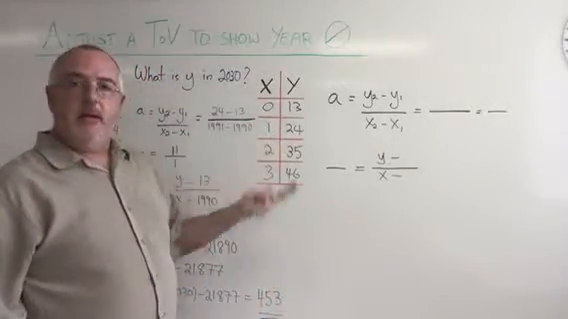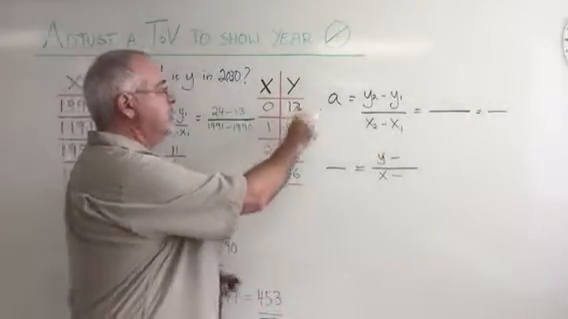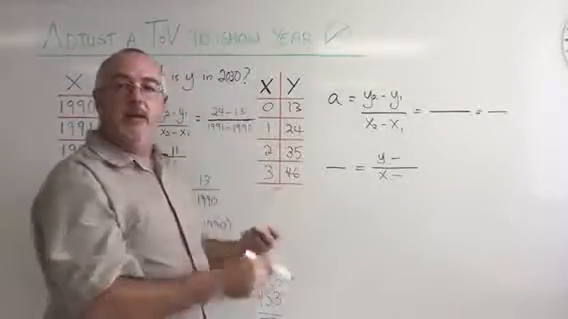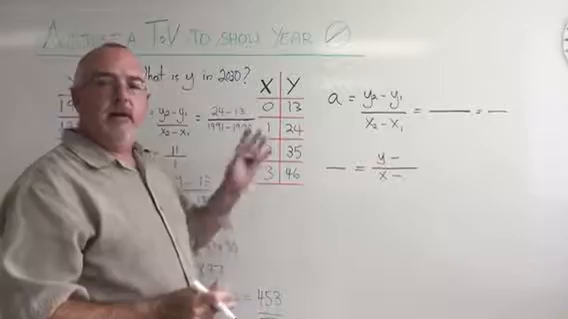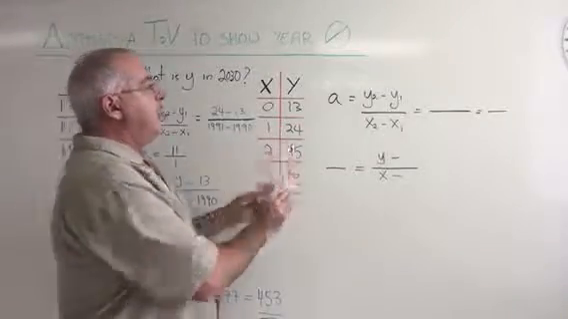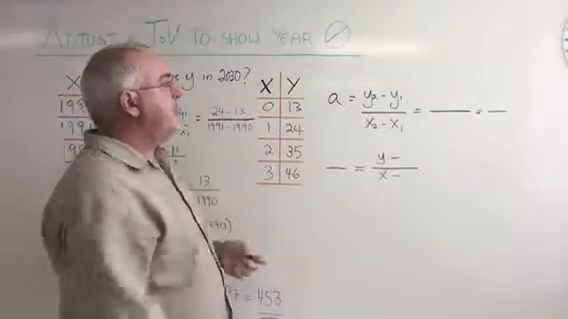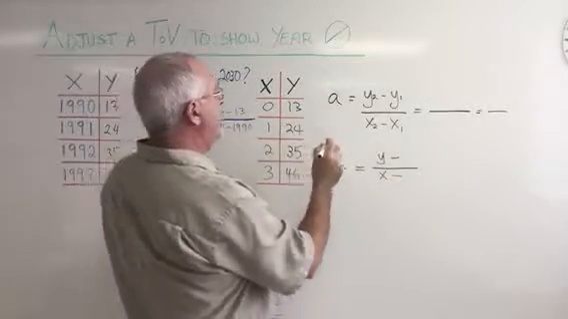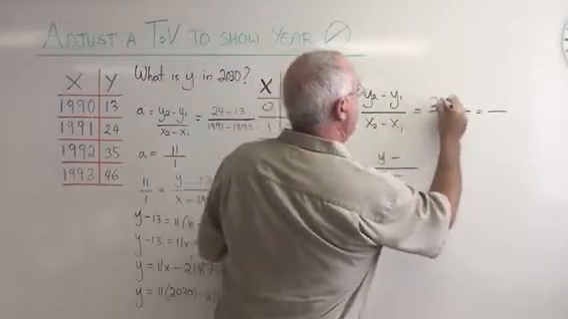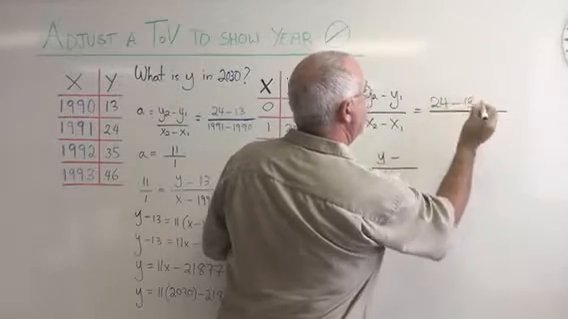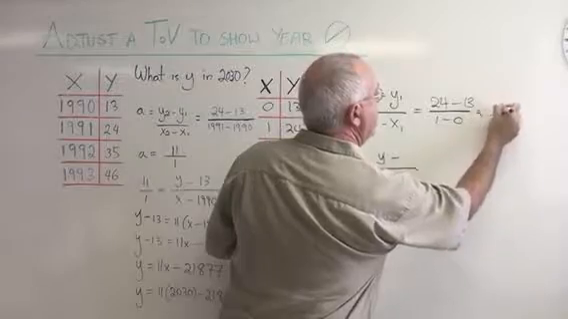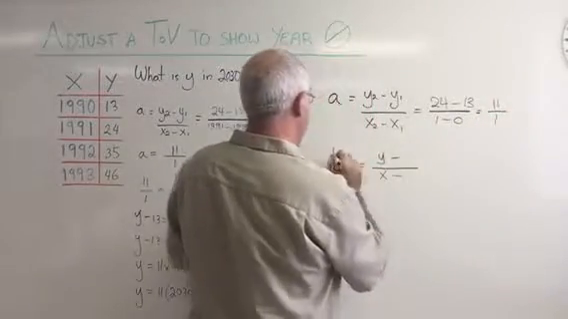I realize that it's a linear situation because there is a constant difference. 24 minus 13 is 11, 35 minus 24 is 11. I keep getting 11. That tells me this is linear, and I want to use straight lines math. So finding my slope A with these numbers, I have 24 minus 13 in the numerator and 1 minus 0 in the denominator. I get the same slope, 11 over 1.